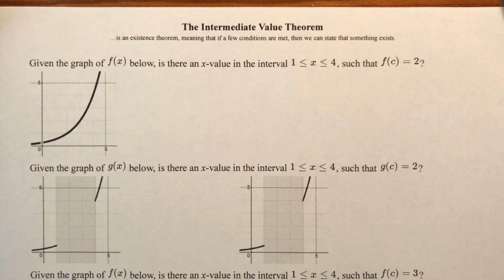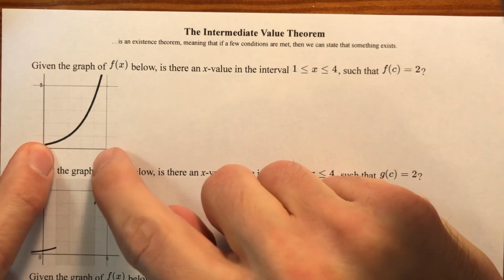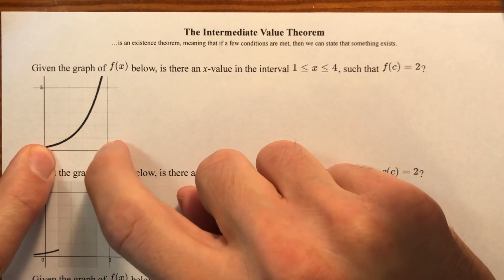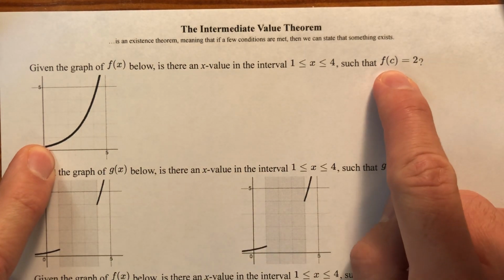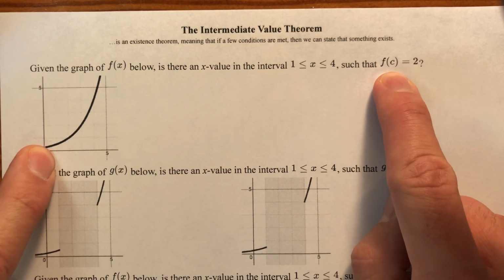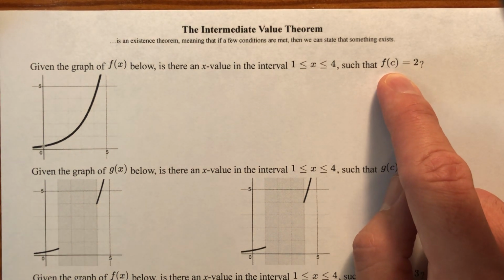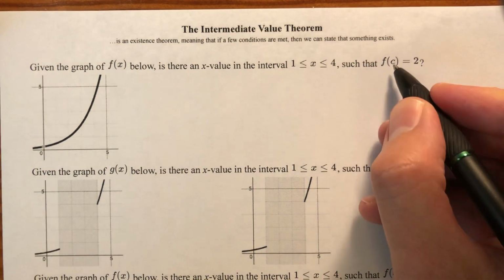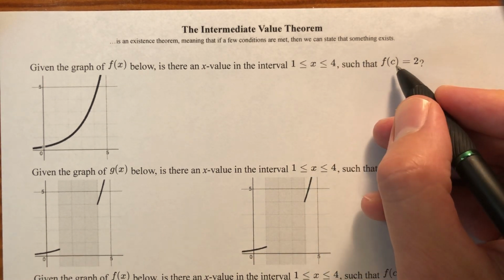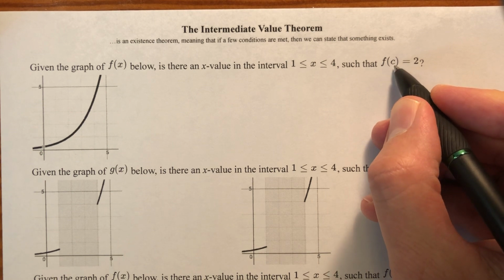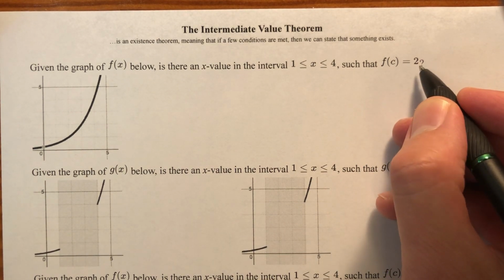Given the graph of f below, is there an x value in the interval from 1 to 4, looking for an x value, such that f of c equals 2? Okay, c, what's c? Well, obviously, based on its placement, it's an x value. So what I'm looking for is, is there an x value that if I were to plug in that special x value, we'll call it a c, I would get an output of 2.